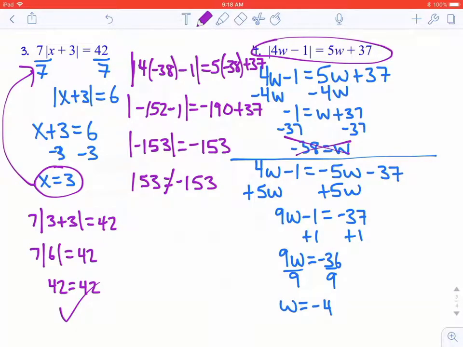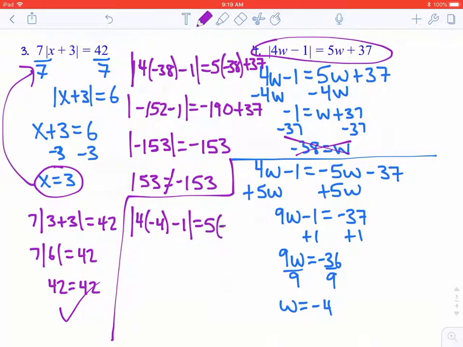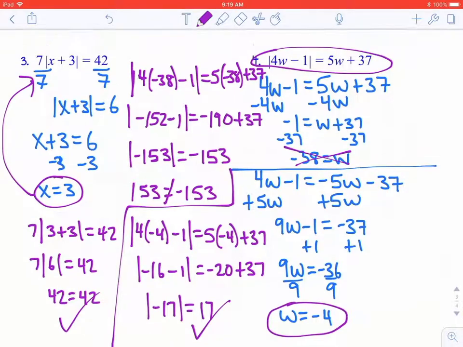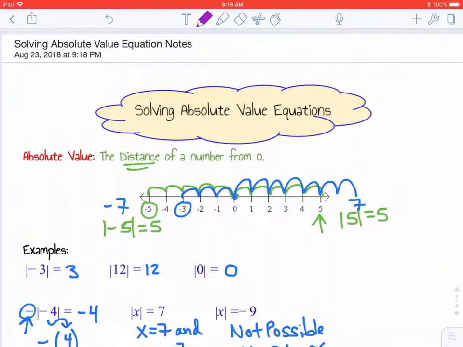And then let's check this last value, the negative 4. So again, plug it into your original problem. So I have the absolute value of 4 times negative 4 minus 1 equals 5 times negative 4 plus 37. So I end up with the absolute value of negative 16 minus 1 equals negative 20 plus 37. So that gives me the absolute value of negative 17 equals 17. And that is a true statement. So I have one solution for number 4. All right, so that's it for solving absolute value equations.